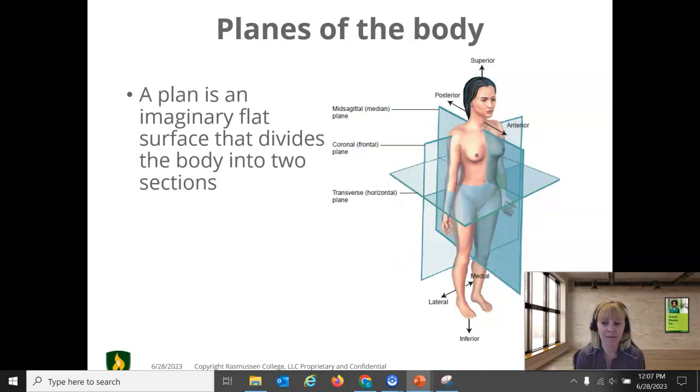We also have a ventral or anterior cavity. The ventral cavity is the front side, and it will include the thoracic and abdominal pelvic cavities.